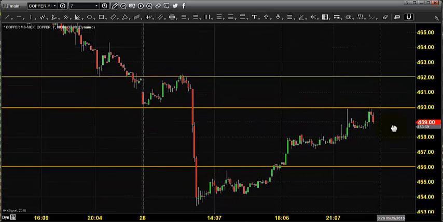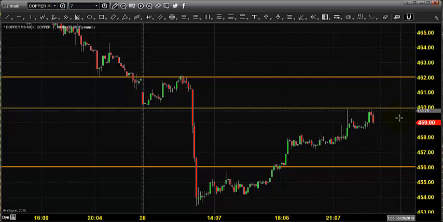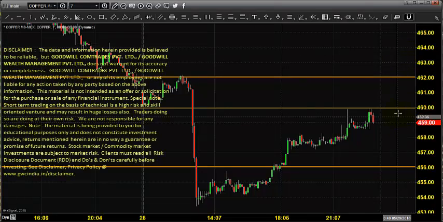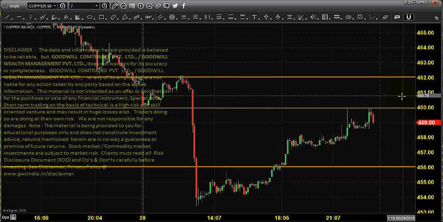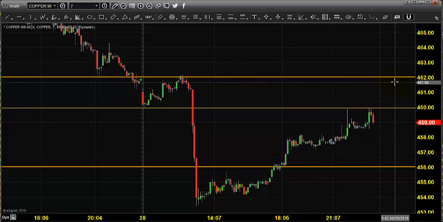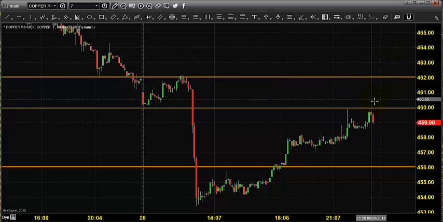So what we can do today: buy above 463, place stop loss near 459. Sell below 459, place stop loss near 463. These are the two ways you can trade. Possibly let's go for buying initially, expecting that the price will move up.